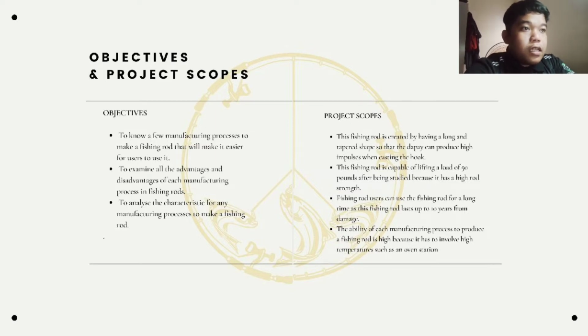For the project scope, first, this fishing rod is created with a long and tapered shape, so that the process produces high impulse when casting the hook. Second, the fishing rod is capable of lifting a load of 50 pounds after being studied, because it has high rod strength. Next, the user can use the fishing rod for a long time, as it lasts up to 10 years. And lastly, the ability of each manufacturing process to produce a fishing rod is high, because it involves high temperature, such as in the oven station.